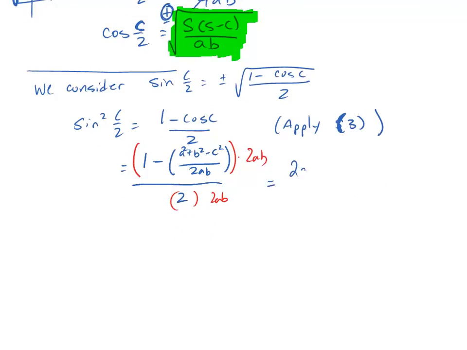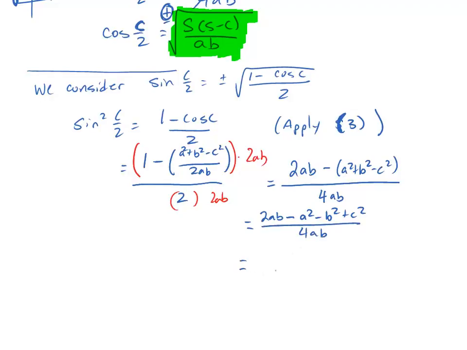I get 2ab minus a squared plus b squared minus c squared divided by 4ab. Okay, so on top this becomes 2ab minus a squared minus b squared plus c squared over 4ab, or c squared minus, and I'm going to just put the c squared out front because then this second term becomes the perfect squared trinomial, a squared plus 2ab minus b squared over 4ab.